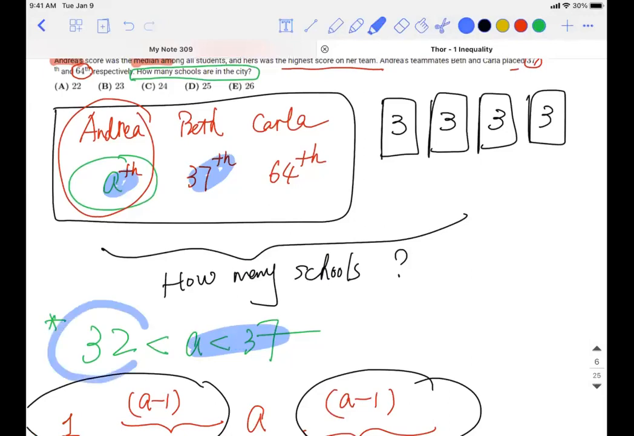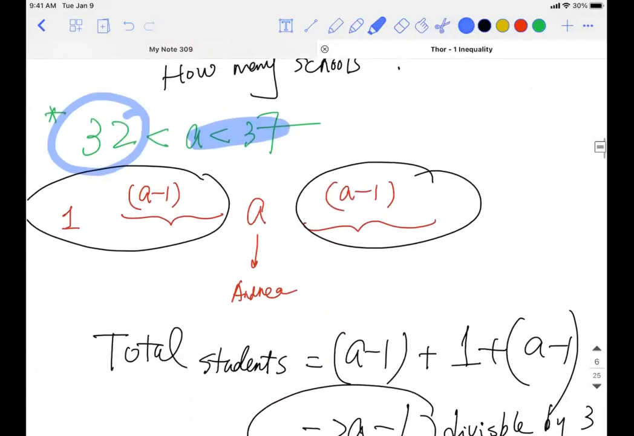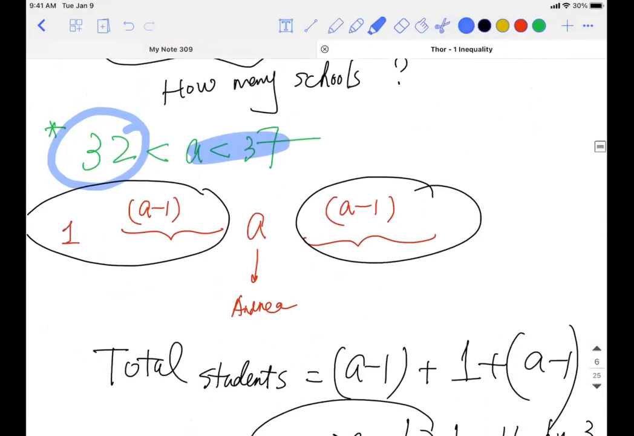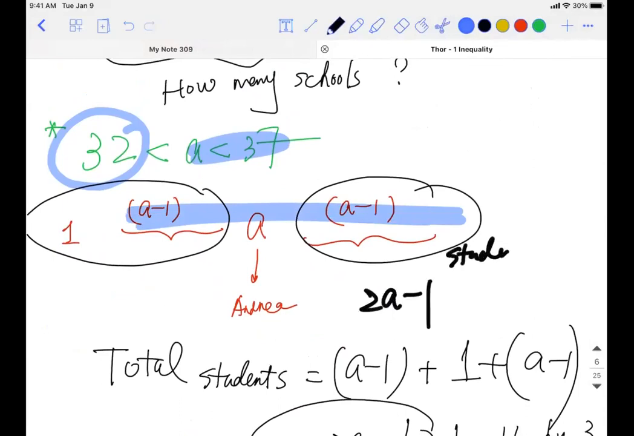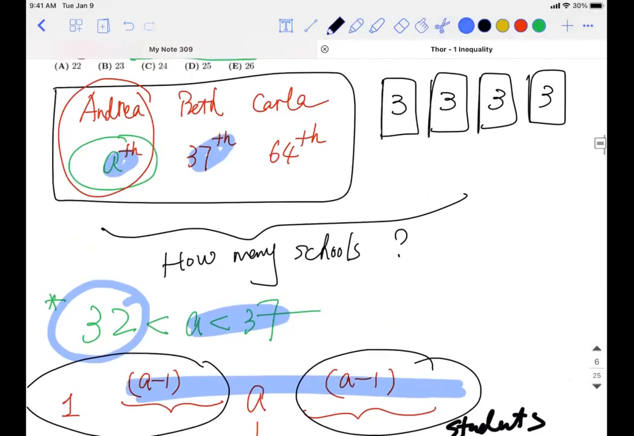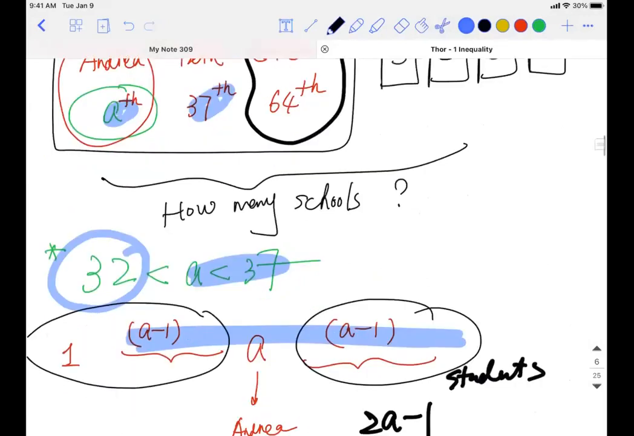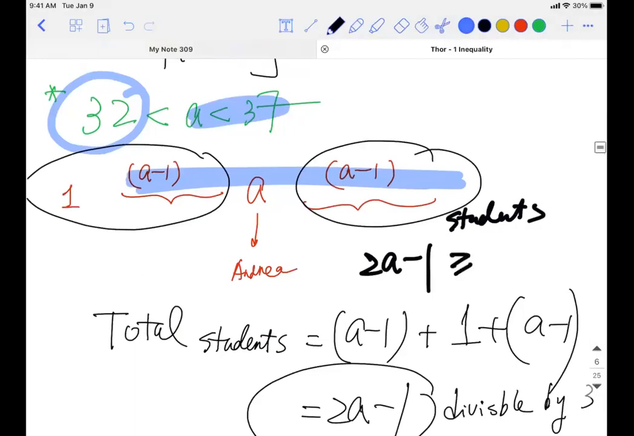How can I find out the lower bound? The lower bound is also, as Alex mentioned, because in total, there are how many students? In total, there are 2A minus 1 students, right? And also, they mentioned Carla. Carla ranks number 64. So that being said, the total number of students will for sure be greater than or equal to 64.